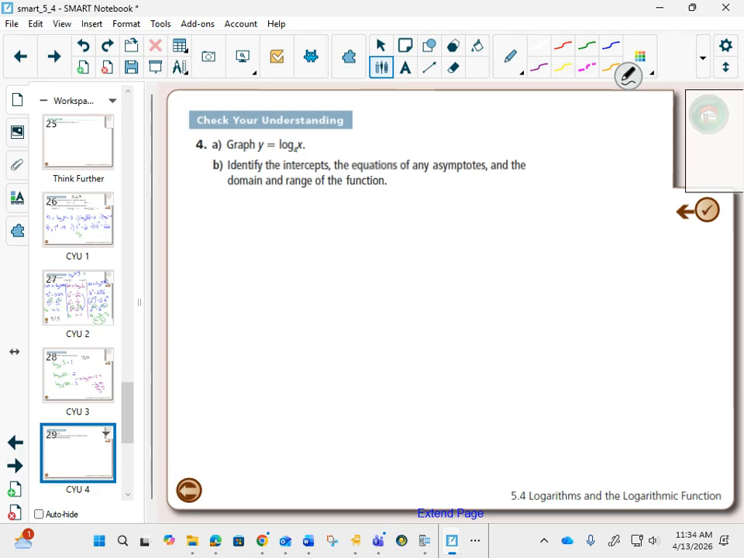Just like exponential graphs, log graphs are fairly easy. In fact, I want you to be able to instantaneously go to this log graph. All log graphs have a vertical asymptote at x equals 0. Every single log graph has the point (1, 0), just like every exponential graph has (0, 1).